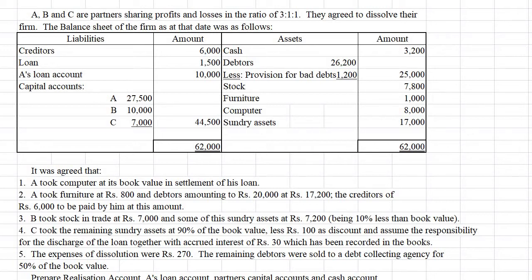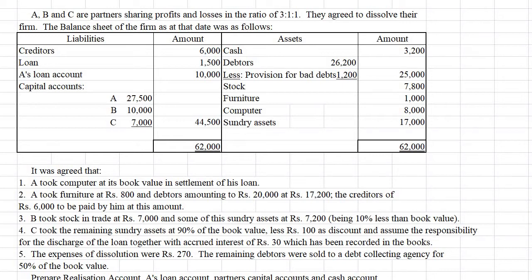Then A took furniture at rupees 800. Furniture we have 1,000, it is taken over at 800 by A, and the debtors amounting to rupees 20,000 for 17,200. These two items, furniture and debtors of rupees 20,000, are taken over by A. So 20,000 debtors he has taken over for 17,200. The creditors of rupees 6,000 are to be paid by him. That means 6,000 rupees creditors is settled by A.